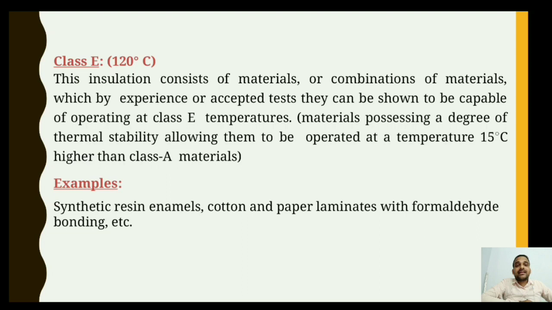Okay, the third class of insulating material is class E, and the temperature range is up to 120 degrees Celsius. In this class of material, several processes are done on the insulating material which then enhance the withstanding capacity of the materials. Means we are doing certain enhanced, advanced processes on the insulating material to again increase its thermal capability.